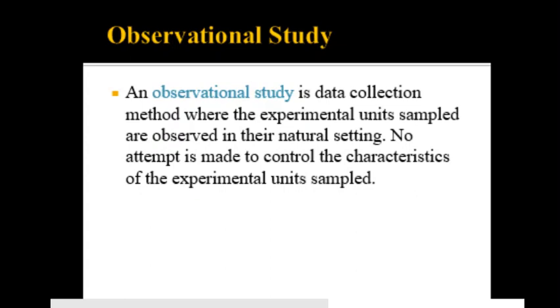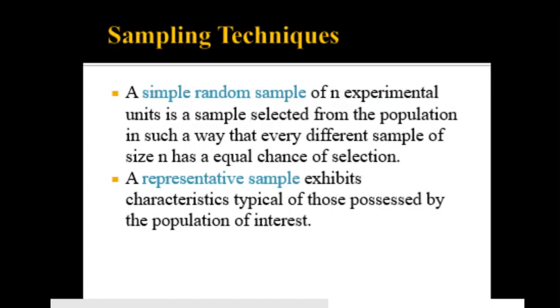On the other hand, observational studies are another data collection method in which the experimental units are observed in the natural setting. That means the researcher has no control and cannot make any changes on the experimental units. For any type of sample collection, this is what we are looking for. We want a representative sample. That means the characteristics of the sample should mimic the characteristics of the population of interest, and that gives us the best results.